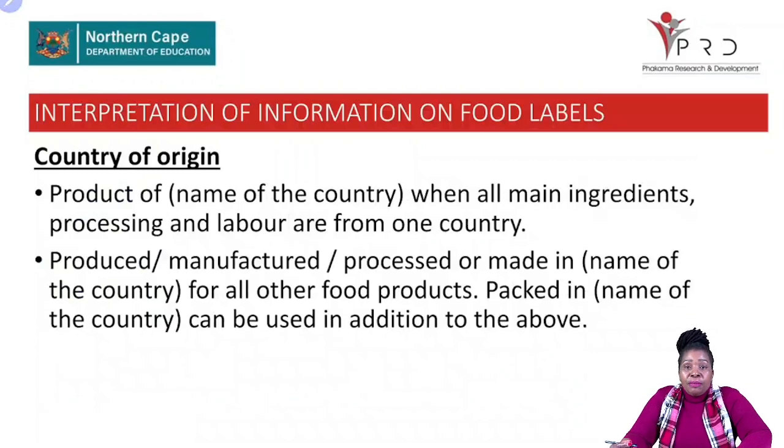And the other information that we find on a label is the country of origin. Where was that product made? So, product of, then the name of the country. This is when all the main ingredients, processing, and labor are from one country. But then you'll discover that some products come with the labels produced, manufactured, or processed, or made in, and then the name of the country for all other food products, right? Sometimes it will be written packed in, which means it was manufactured in another country and then packed in another country. So it will be written packed in, then the name of the country, and can be used in addition to the above, right?